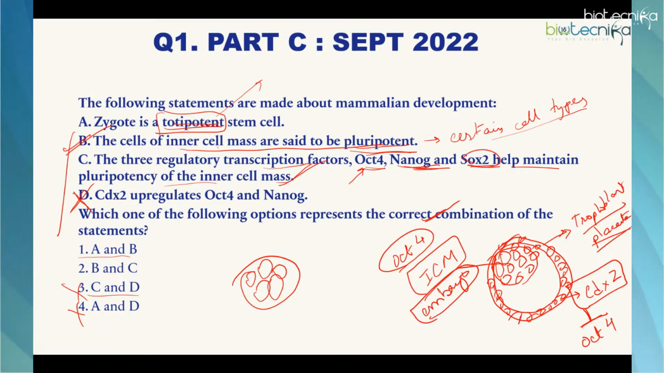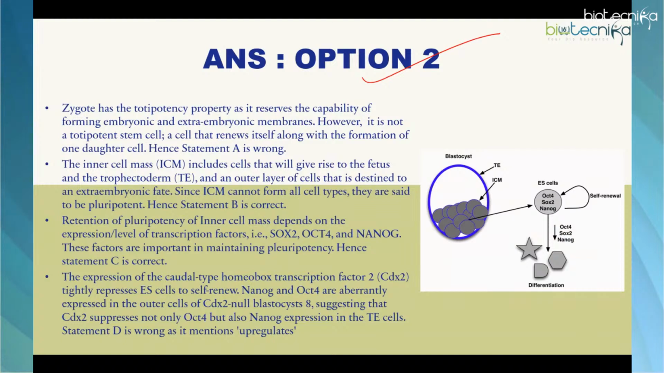I said NANOG and SOX2 are also present in the inner cell mass, and they maintain it. You would know it consists of embryonic stem cells, which are pluripotent in nature, so these are the factors which help in maintaining them. Now, why is this wrong, the statement about the cells of the inner cell mass? Because it is mentioned that zygote is a totipotent stem cell. Zygote can be totipotent, but zygote being a stem cell is a question mark. That is why A hasn't been considered correct.